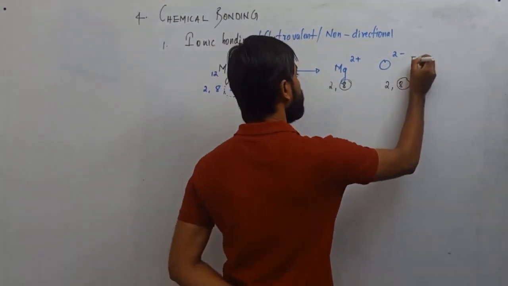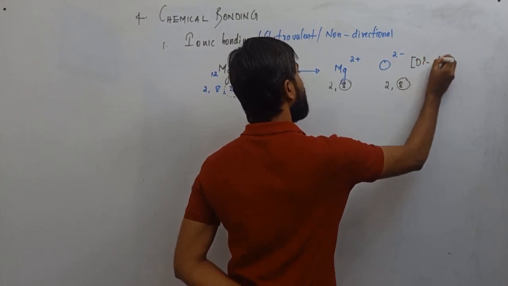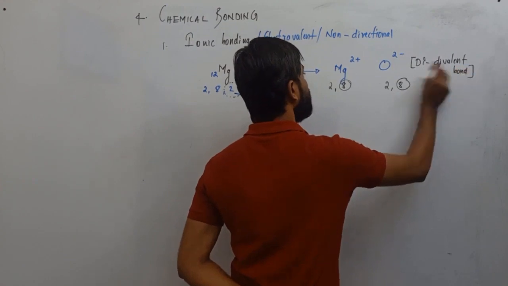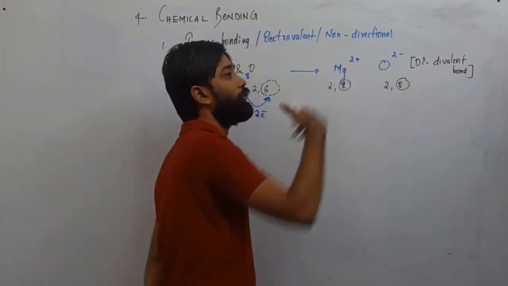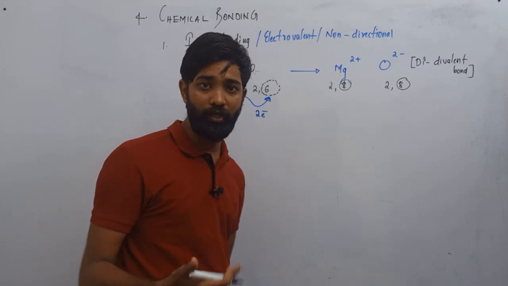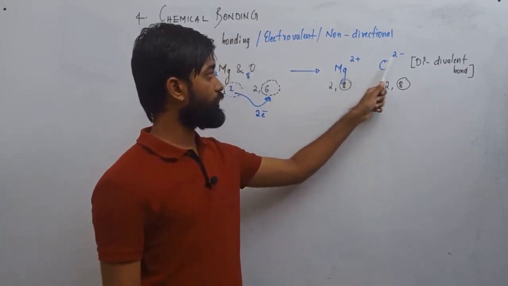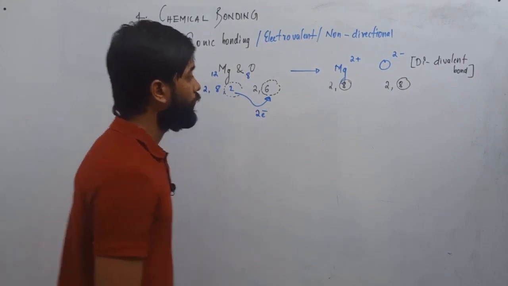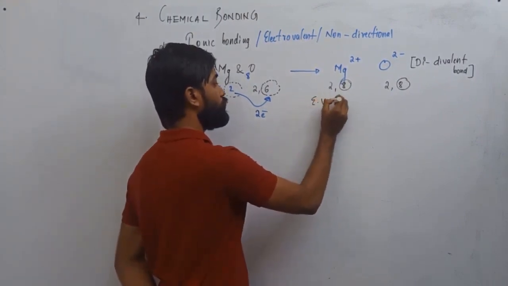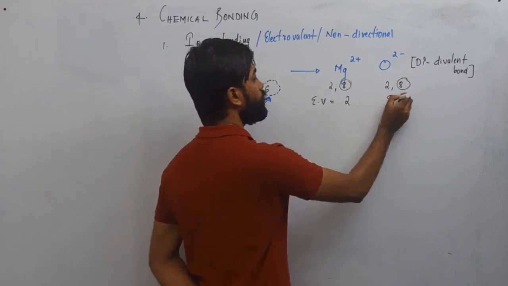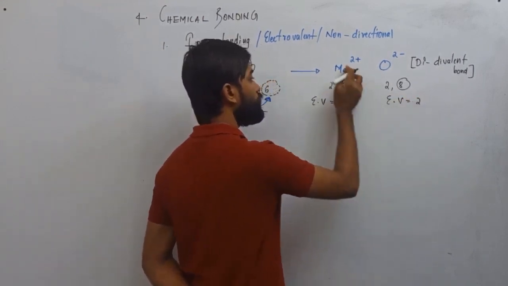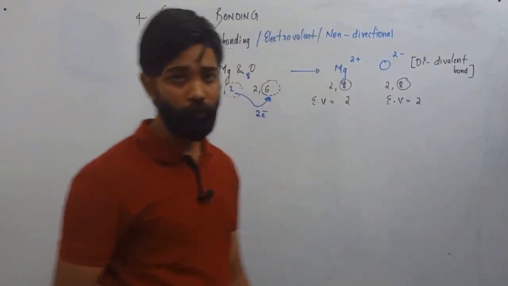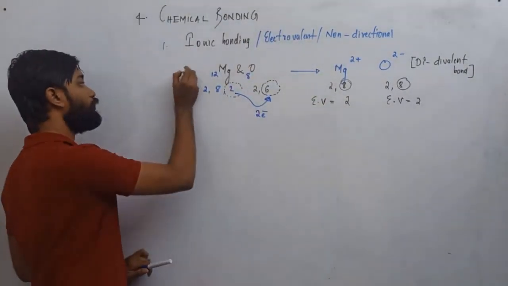This type of ionic bonding is called divalent, where the di represents the number of charges on each cation and anion: di positively charged and di negatively charged. The electrovalency in both cases is 2, because the number of electrons lost by magnesium is 2 and the number gained by oxygen is 2. This is how MgO is formed.